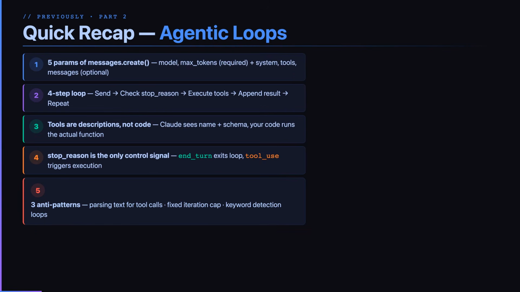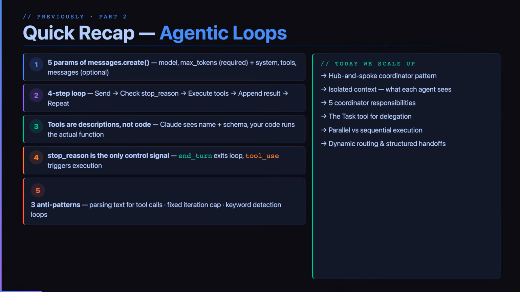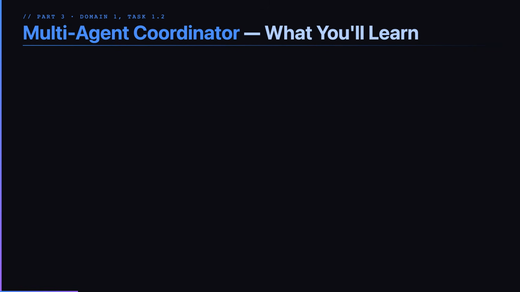And 3 anti-patterns to avoid: parsing text to detect tool calls, using a fixed iteration cap as the exit condition, and keyword detection loops. Today we build on all of that. Here's what's on the agenda: 6 concepts that cover the full multi-agent coordinator pattern. By the end of this video, you'll be able to design, explain, and reason about multi-agent coordinator systems at exam depth. Here are the 6 things we cover.